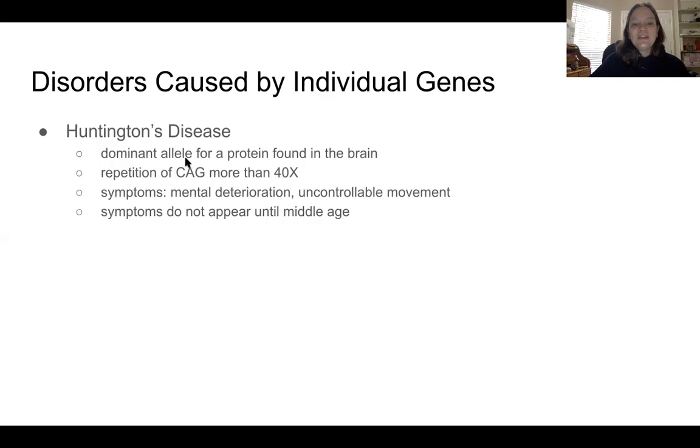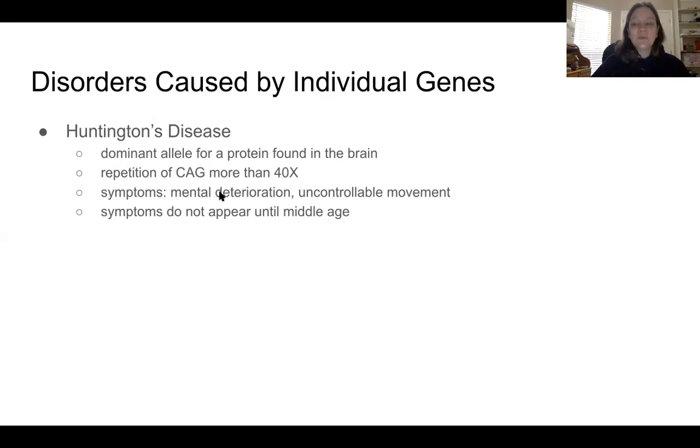And by repeating it so many times within that gene, you end up with mental deterioration. So you start to lose your ability to do all sorts of things, just think and reason and be a normal human. You also end up with uncontrollable movements. It's rather painful. And then you add in dementia, basically. So it's not a pleasant disorder to have.